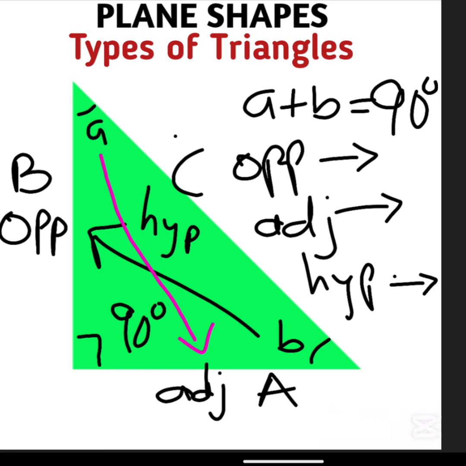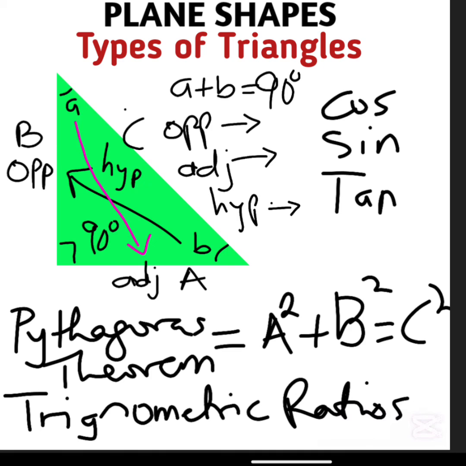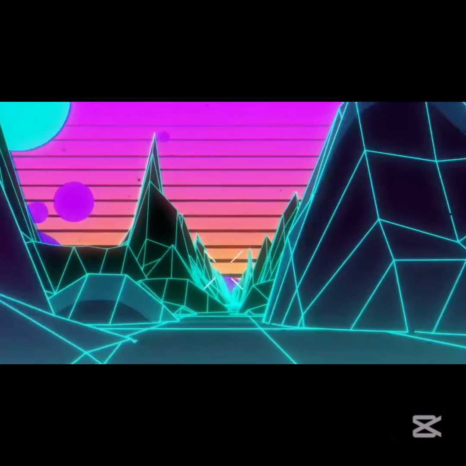The opposite and the adjacent can tilt based on which angle we are referencing. One of the things that makes the right angle triangle so special is the theories. I'm sure you must have heard of Pythagoras theorem and the trigonometric ratios. They are used to solve problems for triangles, squares, circles, and what have you.